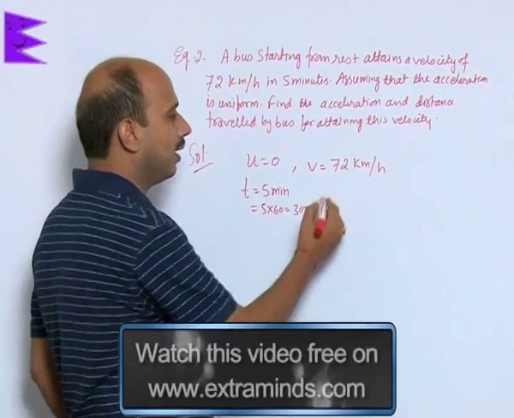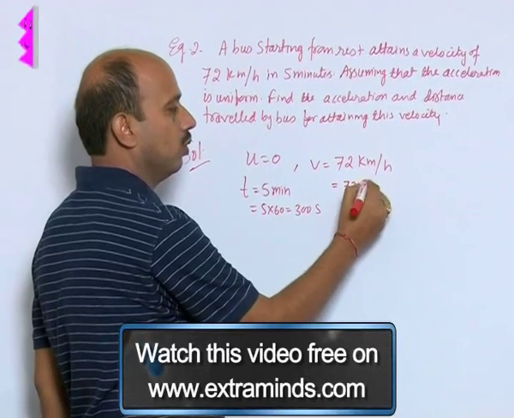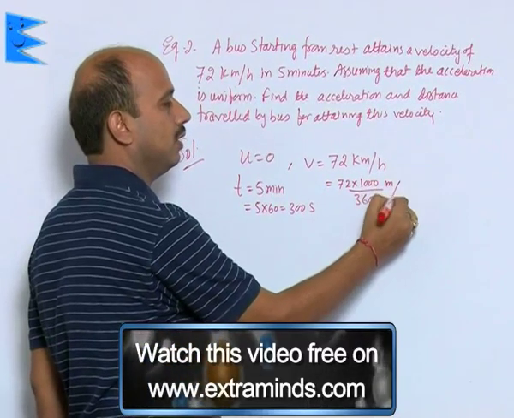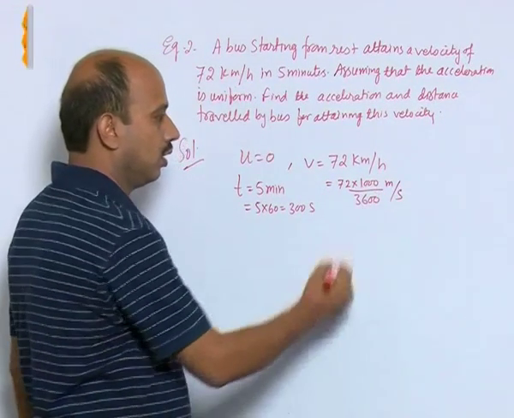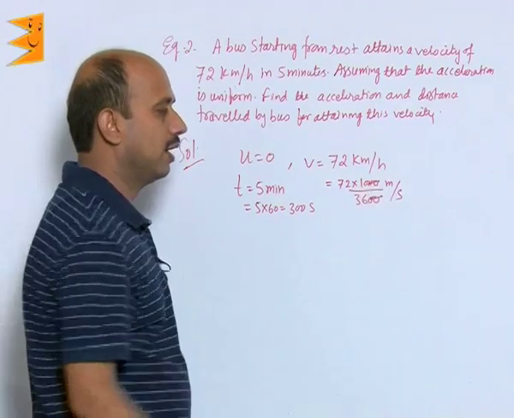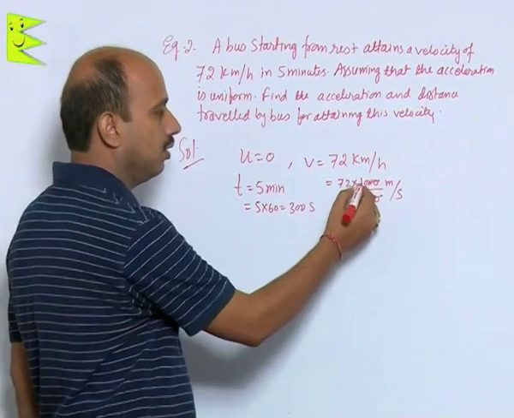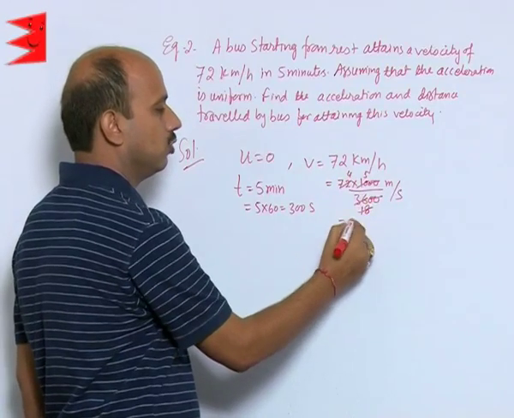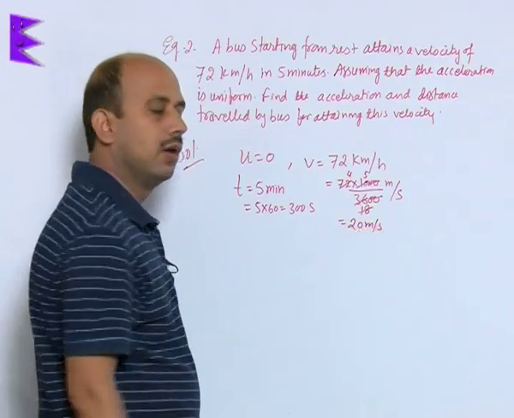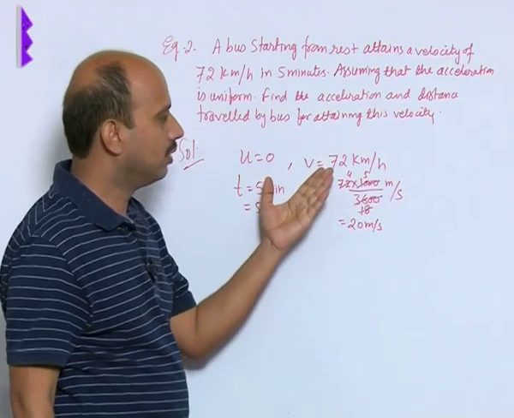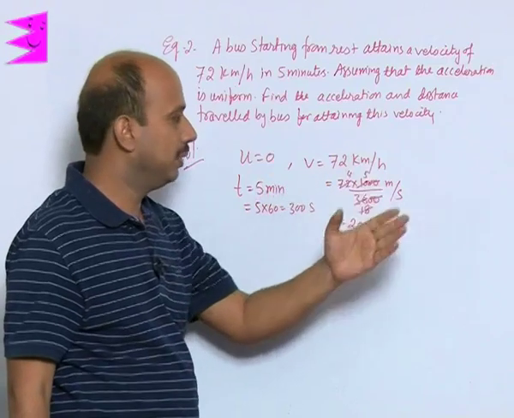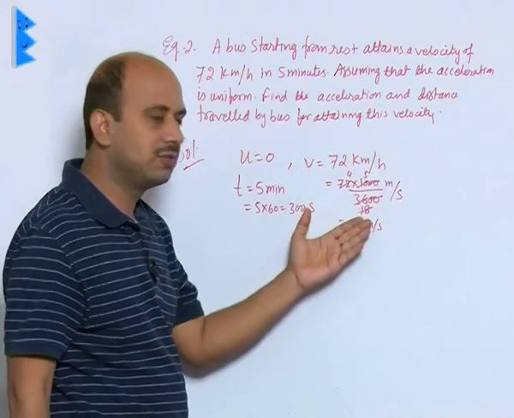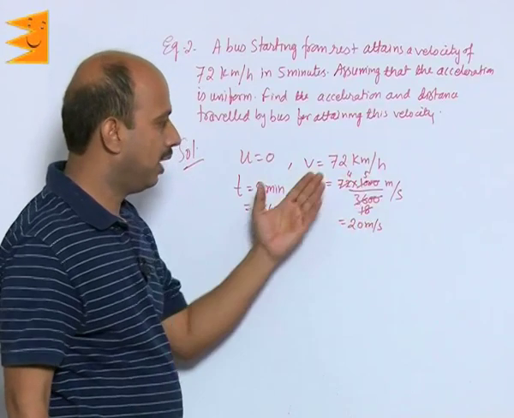Here velocity we can write 72 into 1000 divided by 3600 meter per second. So, this will get cancelled, and here this is 5, this is 18, this is 4. So, that is 20 meter per second. Basically, when you want to convert kilometer per hour into meter per second, just multiply by 5 by 18. I have done it with the proper steps, but you can directly multiply by 5 by 18.